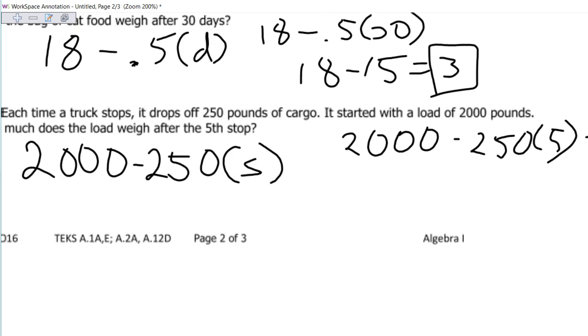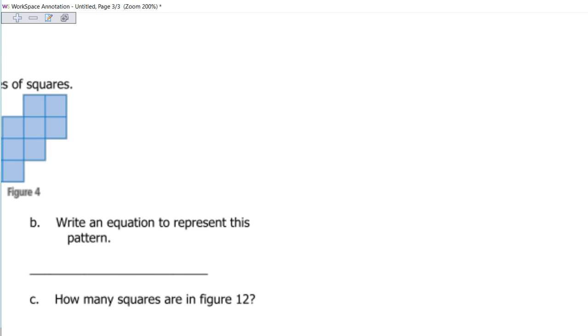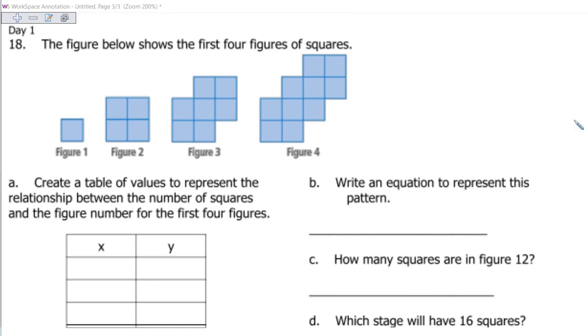Jumped over too far. Okay, and now on to the last page. So, here we have one of my favorite parts of the whole arithmetic sequence thing, and that was the figures, the pictures, and how to make things work around a picture. It says first off to create a table of values to represent what's going on in this picture. Now, the X is going to be the figure numbers, and then the Y is going to be how many boxes they have.